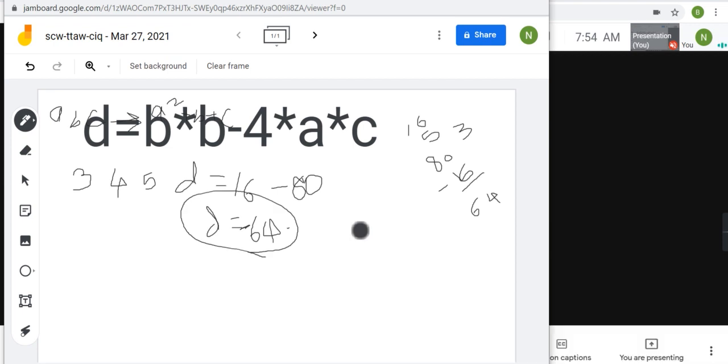To find the roots of the quadratic equation, we have three conditions. One is D equal to 0, and the other one is D less than 0, and the other one D greater than 0. These are the three conditions to find the roots of a quadratic equation. If the D value is equal to 0, then the roots are equal. If the value of D is less than 0, usually the roots are imaginary.